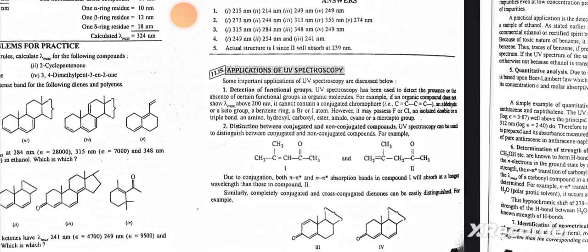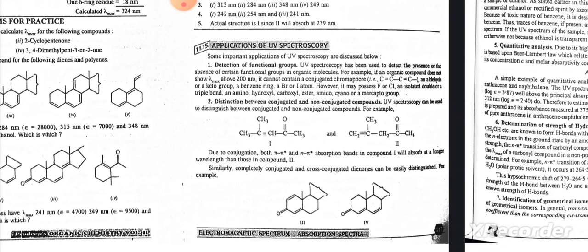Applications of UV spectroscopy. Some important applications of UV spectroscopy are discussed below. Detection of functional groups. UV spectroscopy has been used to detect the presence or the absence of certain functional groups in organic molecules. For example, if an organic compound does not show lambda max above 200 nanometer, it cannot contain a conjugated chromophore, an aldehyde or a keto group, a benzene ring or bromine or I atom.